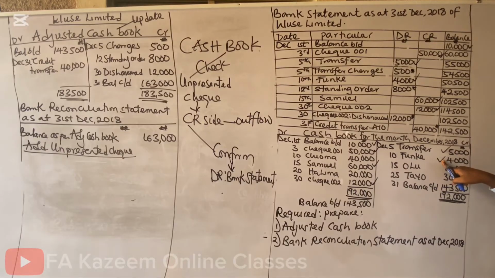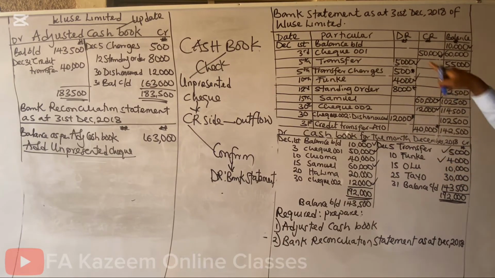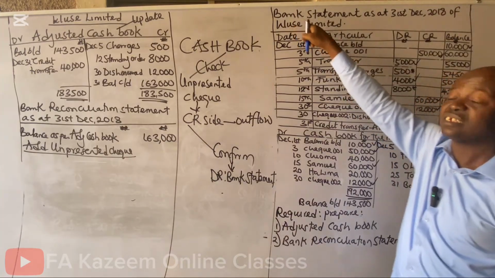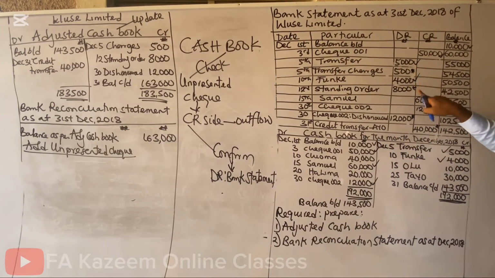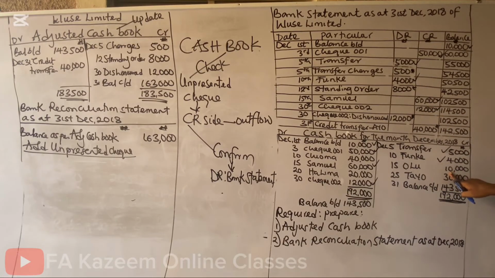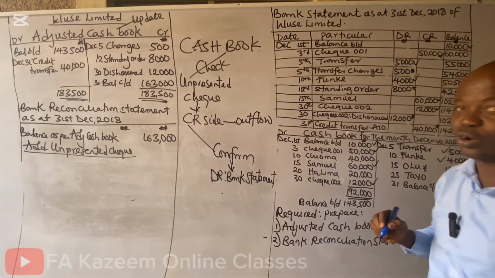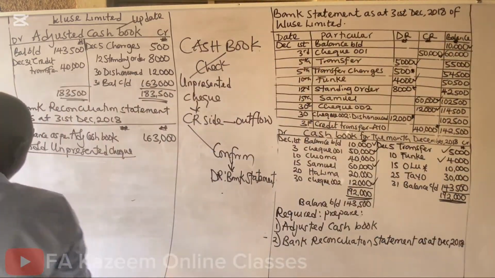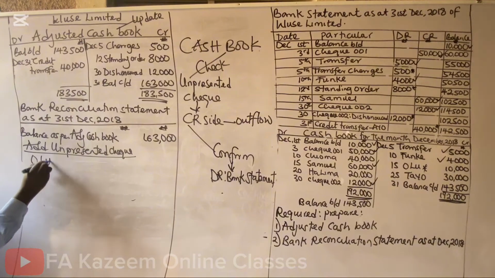Two, Funke. Funke was given a check of 4,000. Let's confirm whether she took that check to the bank. Yes, Funke took the check to the bank. Olu was given a check of 10,000. Let's confirm on the bank statement whether there's a place for Olu. You see that Olu is not there, meaning Olu did not take the check to the bank. We have confirmed one unpresented check.